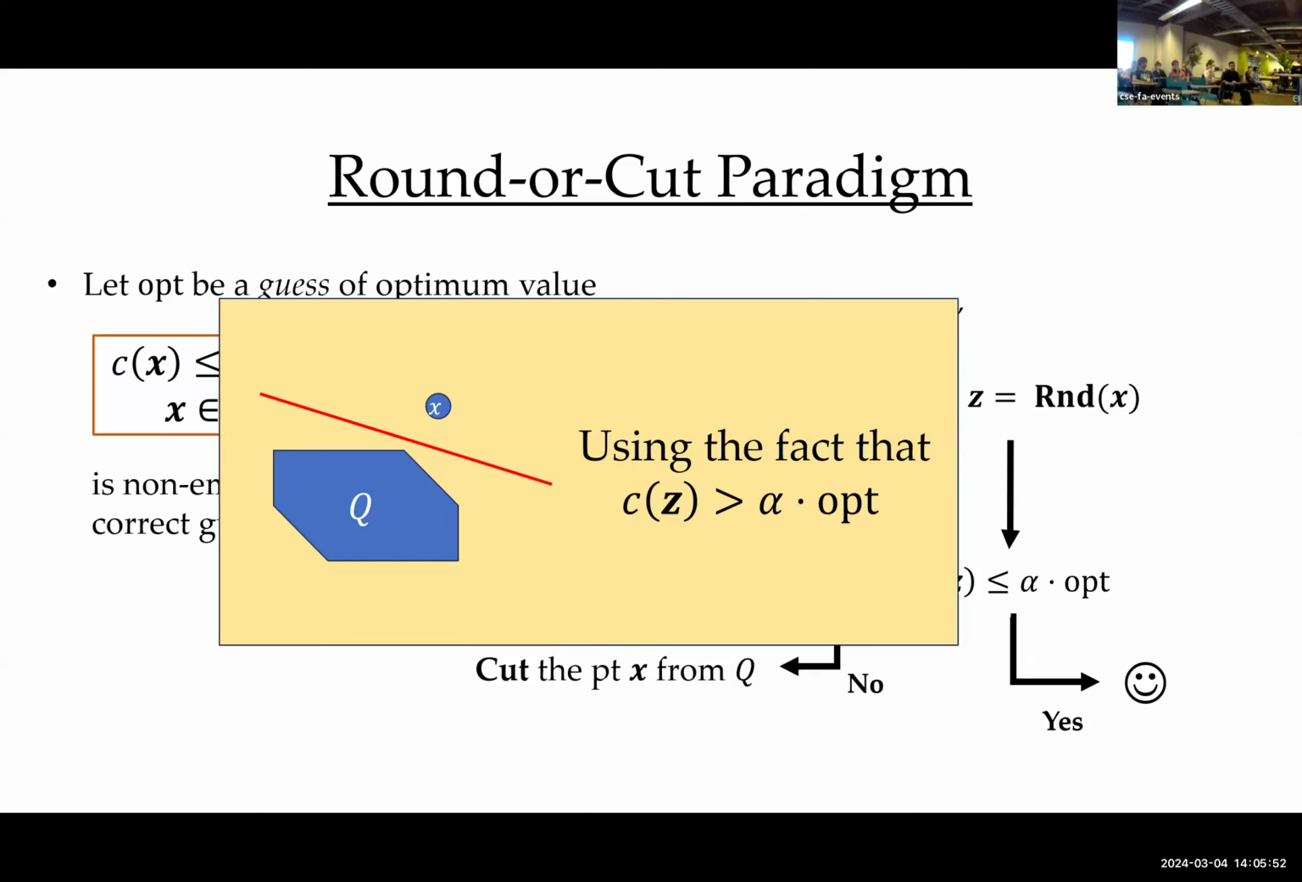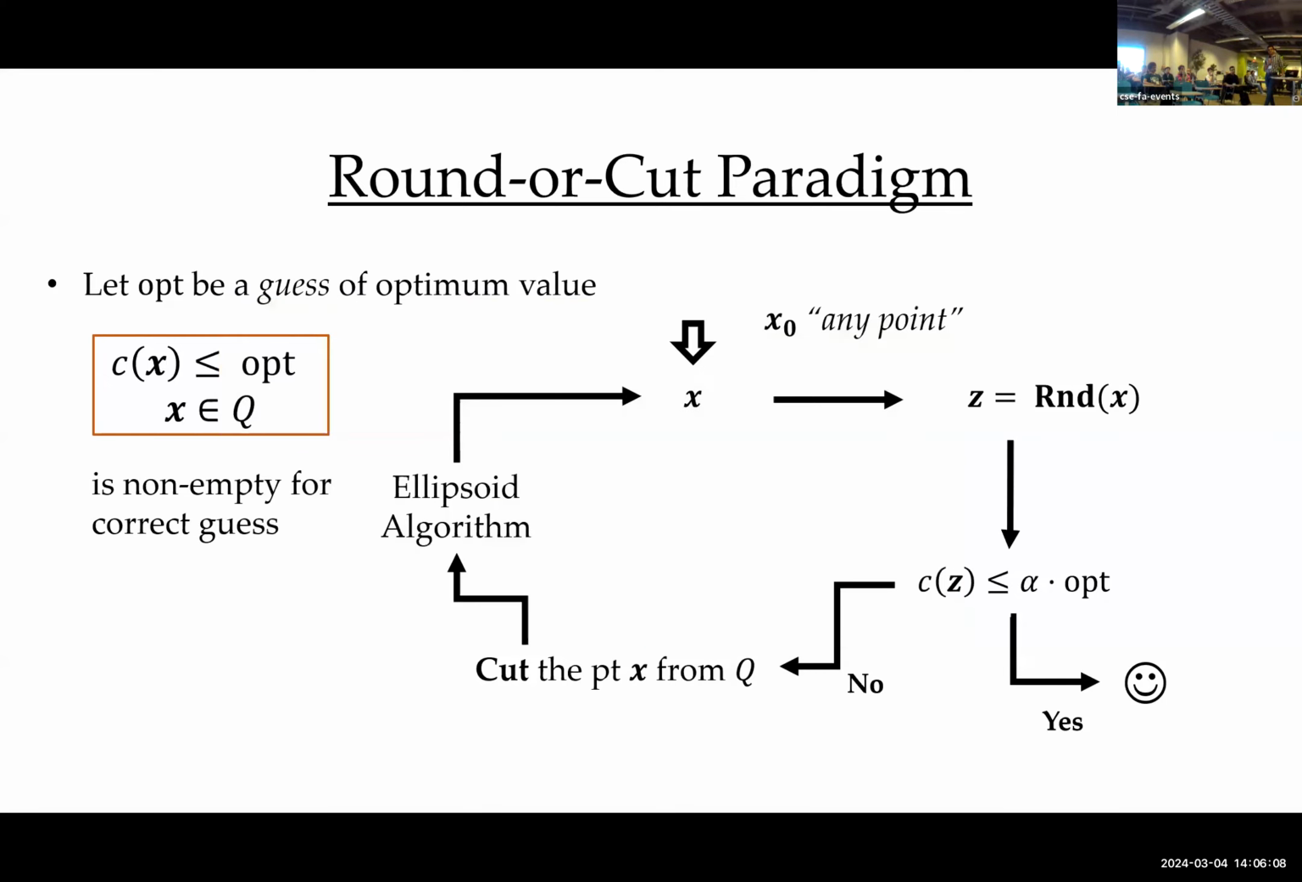It says I have a separation oracle, meaning for any point I can either say it's in the polytope or I can cut it away from my polytope. But I don't need that. Round or cut, basically I don't need that strength. I only need it for the case when my rounding algorithm fails. And if I can indeed do this, then I feed this separating hyperplane to the ellipsoid algorithm, the ellipsoid algorithm will give me a new x, and I keep going on and on like that.